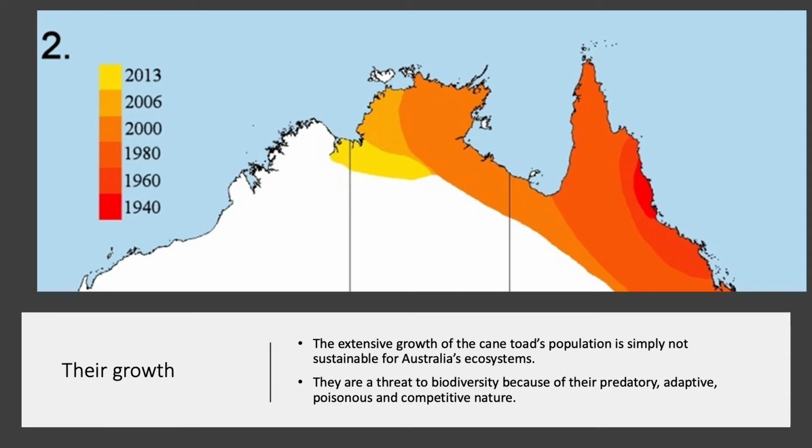Now, here we can see a map of the extensive growth of the cane toad population. And basically, Australia's ecosystem just cannot handle it. It is having a huge effect on the native animals, and it's now classified as an invasive species because it is endangering the native wildlife, and it's also become a pest.